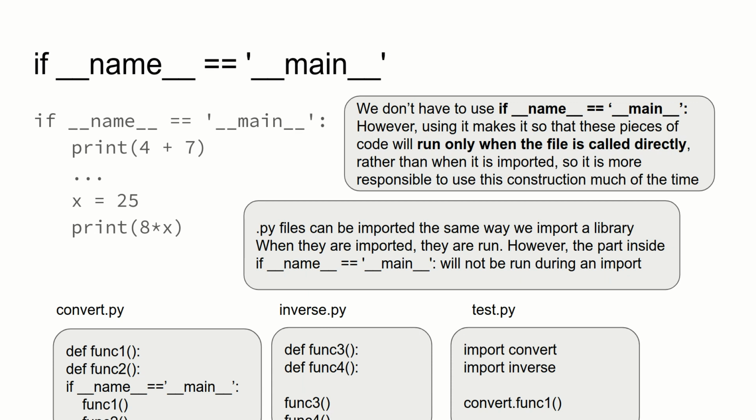Inverse.py was written a little less cleanly, I would argue, unless you really wanted function 3 and function 4 to run every single time that someone uses inverse.py for anything. Then this might not be the best design, but it's often what a lot of beginning programmers do. So again, inverse defines function 3 and it defines function 4.